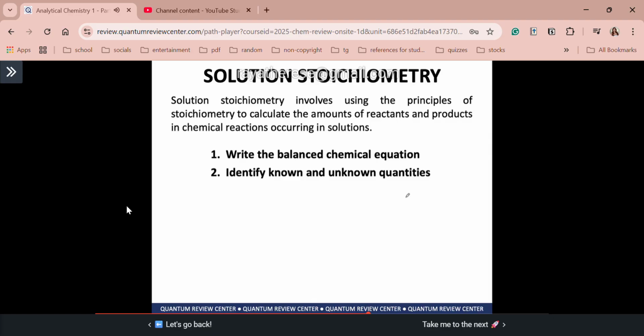Obvious naman, kung ano yung known, nasa given, unknown hinahanap natin. Step 3, compute for moles of species. Mga common ba itong step? Oo naman. Common na step sa stoichiometry, ang pag-compute ng mole.